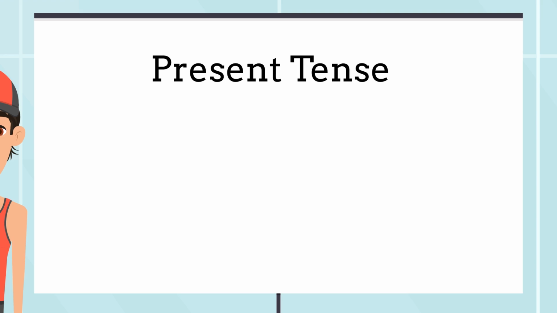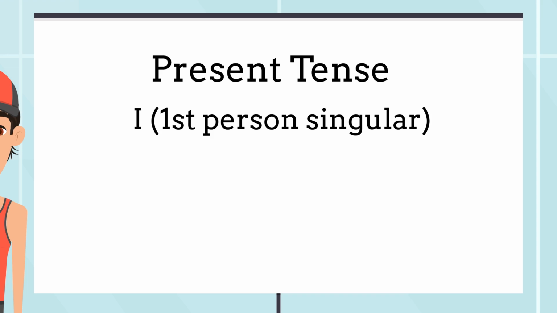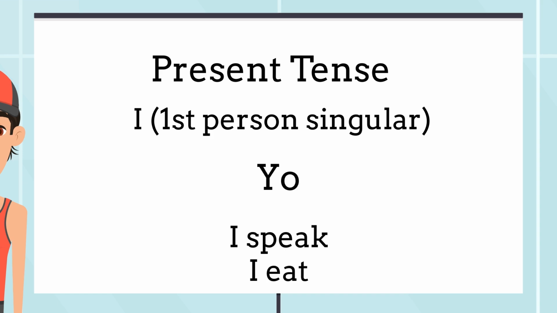To begin, we'll only conjugate verbs in the present tense. The present tense is for things that are happening now, or a current state, or a normal action, or a general truth. Also, for now, we'll only change the verb after talking about ourselves using the word I. This is called the first person singular. I do something. I in Spanish is yo. So today, we're going to say things like I speak, I eat.